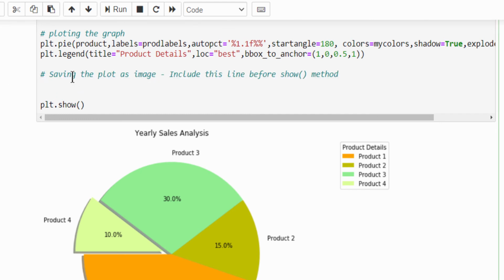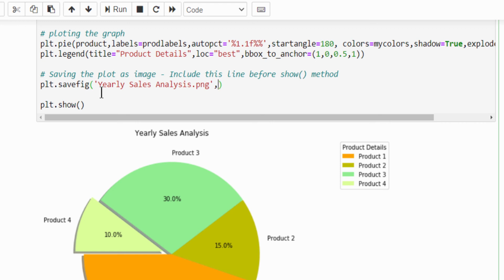This point you have to keep in mind. You have to include this line before plt dot show. If not, it will save as an empty file. Most of them will make this mistake. So plt dot savefig, and you can give the file name like yearly sales analysis dot png, format png.